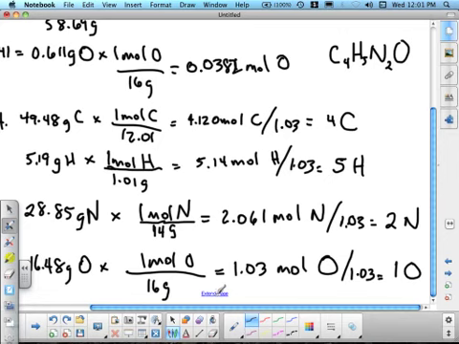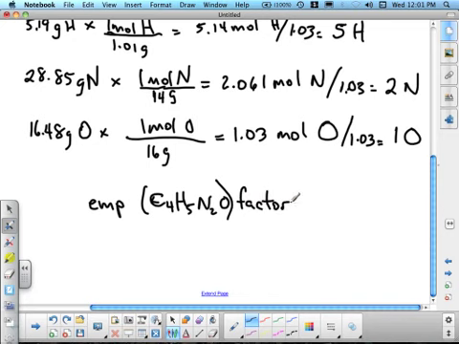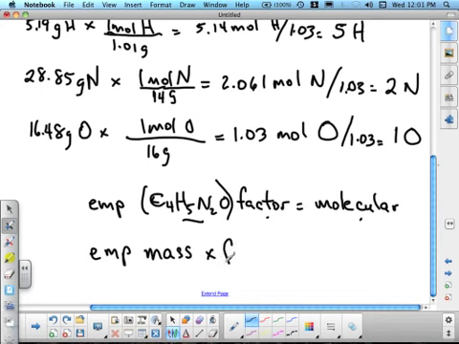So let me extend the page and remind you of what we said at the beginning of the notes. If I take the empirical formula, C4H5N2O, and I multiply it times the factor, I end up with the molecular formula. Well, I have too many unknowns here. I am going to use the other relationship that says the empirical mass times that same factor will give me the molecular mass.